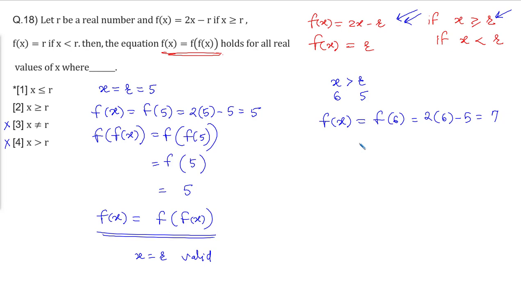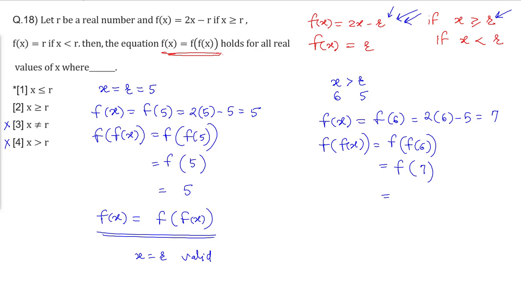Okay. Then after that, we want to find f of x. That is f of 5. No, 6, sorry. x is equal to 6 here. f of 6 is already calculated, that is 7, and f of 7 is going to be how much? Again this condition. Okay, f of 7.